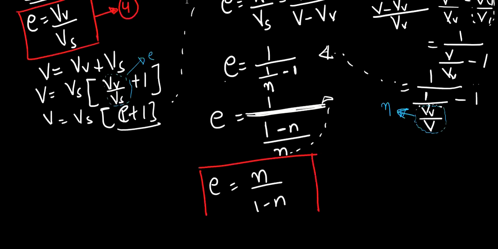This is also a new formula: E is equals to N upon 1 minus N, that is void ratio is equals to porosity upon 1 minus porosity. This is also an important formula. Let's number this as 6.